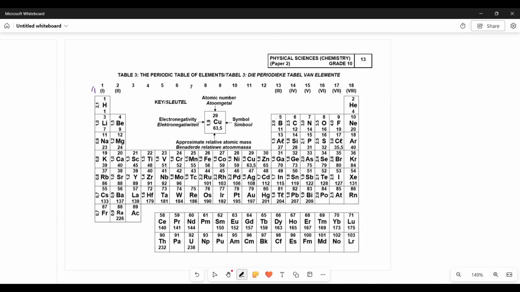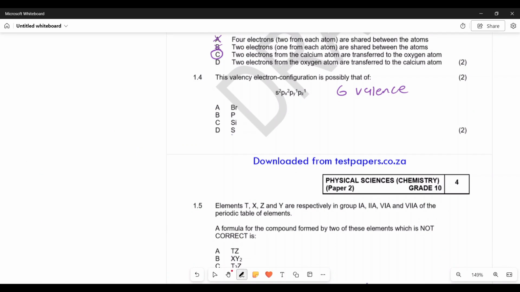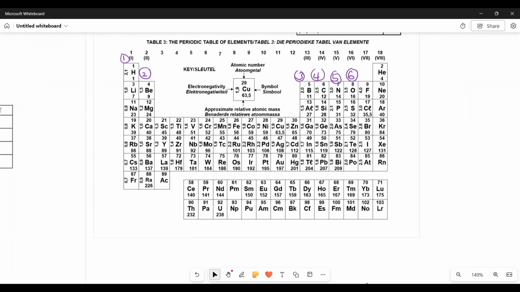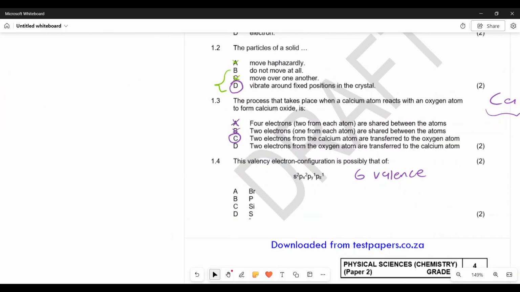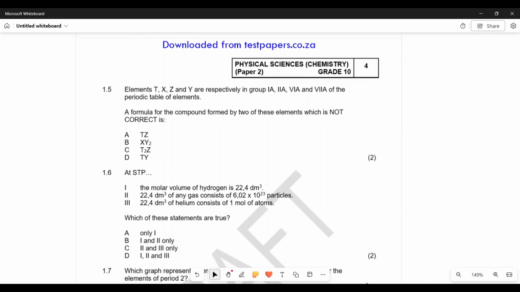So this row has 1, this is 2 valence electrons, 3, you skip your transition metals, 4, 5, 6. Now let me see here, what am I given? I can see sulfur, which I also saw on that group. So my S would be the answer for this question. So D, this is the valence electron configuration of sulfur. So this is possibly for sulfur. Now moving on to 1.5: elements T, X, Z, and Y are respectively in group... Okay, so they give us the group of the periodic table.